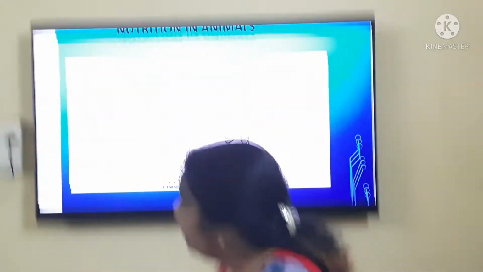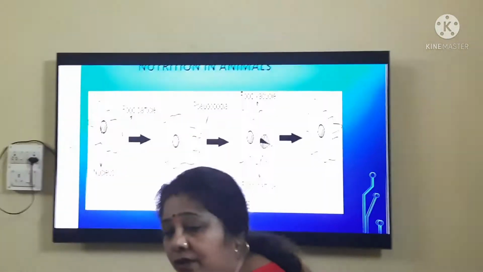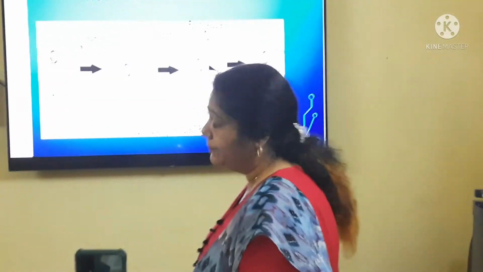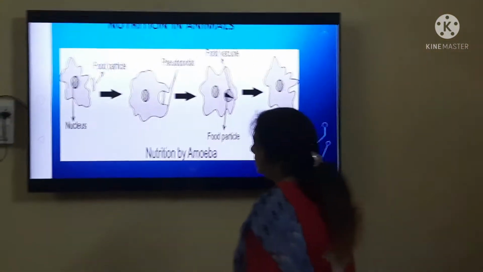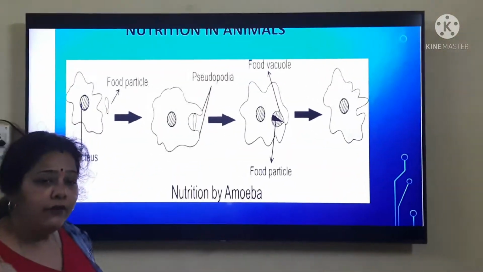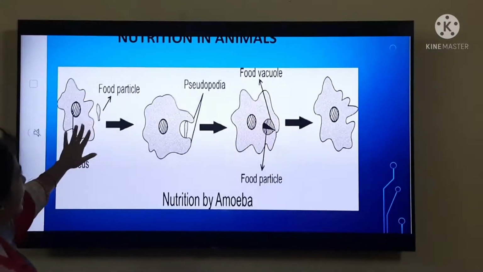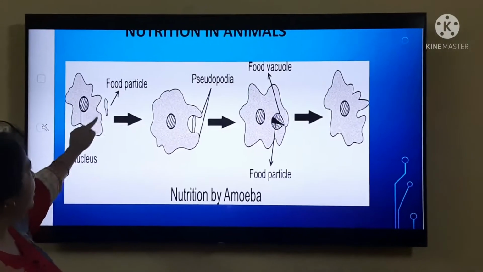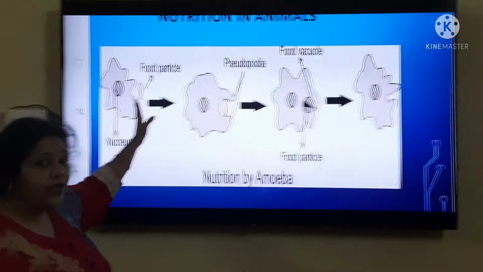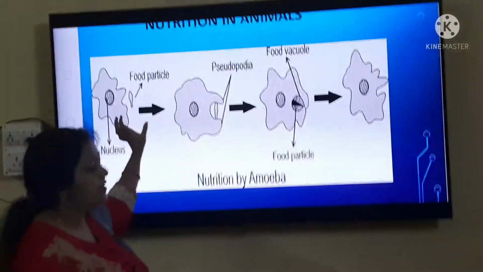I am asking you, what is the false feet of the amoeba called? False feet of amoeba. Pseudopodia, yes. Good. Pseudo means false, podia means feet. So at this time it does not have that much of the feet. But one food particle has come near the amoeba, so it is sensing that some food particle is there.